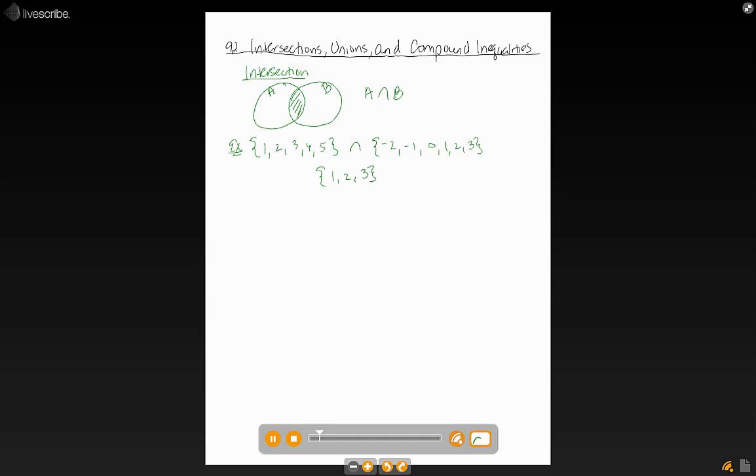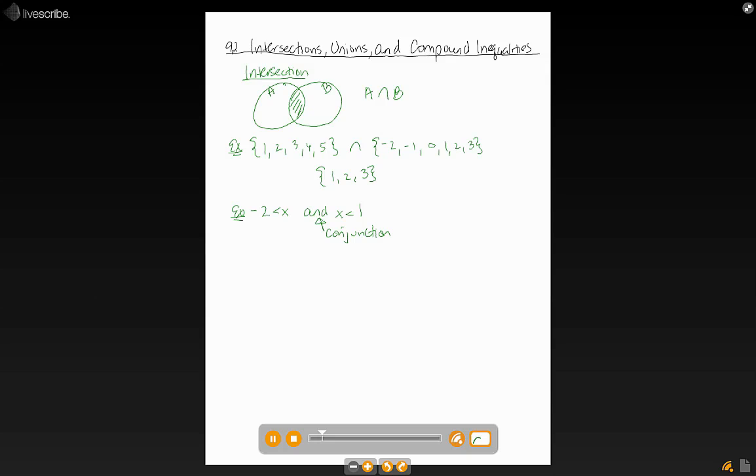Now, how does that relate to inequalities? If I say, graph and write interval notation for the conjunction -2 less than x and x less than 1. When we use the word and, it's called a conjunction. I think they even use the word conjunction in grammar too, right? Yeah. The word and, it's a conjunction.